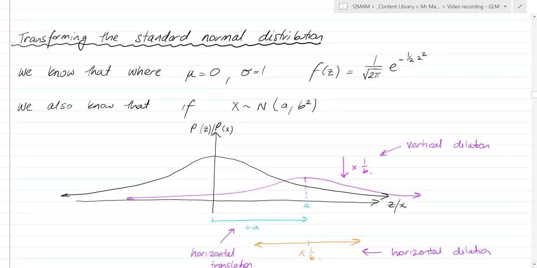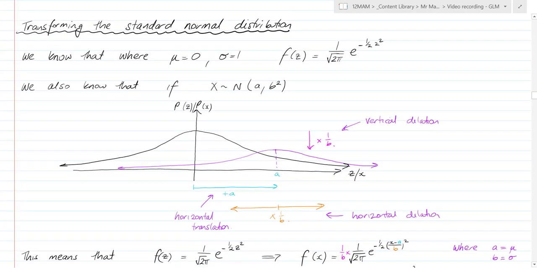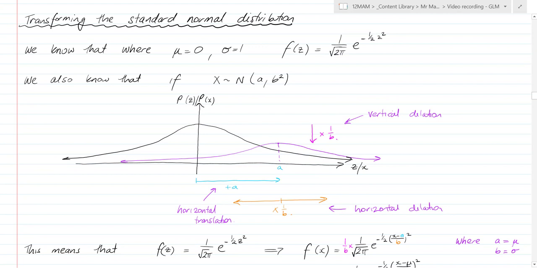So let's talk about transforming the standard normal distribution. So we know already, and this is where it's going to pay off a little bit, that if mu equals 0 and sigma equals 1, this is the standard normal distribution. This is a z-score situation. So we get f of z equals this thing here. I've just swapped out the x for z because we're talking about a z-score situation. And we also know that x is approximately equal to N(a, b squared).